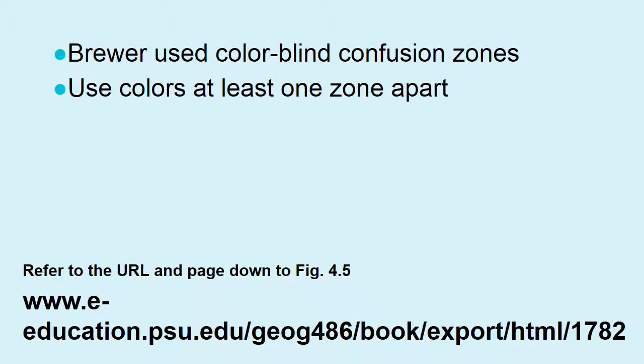Brewer has also identified what she calls colorblind confusion zones. Her recommendation is, if you skip a zone, if you choose a color from not adjacent zones but every other zone, you will avoid confusion for those people who are colorblind. I do not have copyright to that image, so I will encourage you to find that in her Esri text called Better Map Design, and also go to her website at Penn State, and at the URL below, page down till you see figure 4.5, which is right out of that book, and you'll see the zones in question.